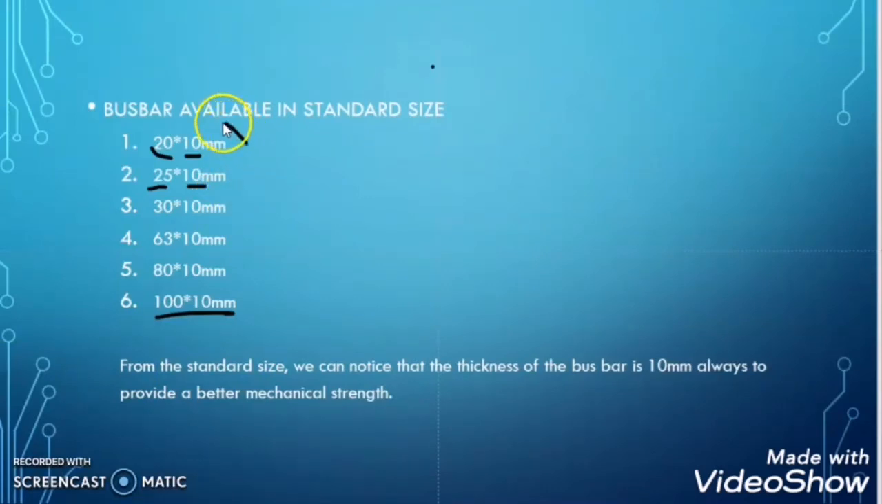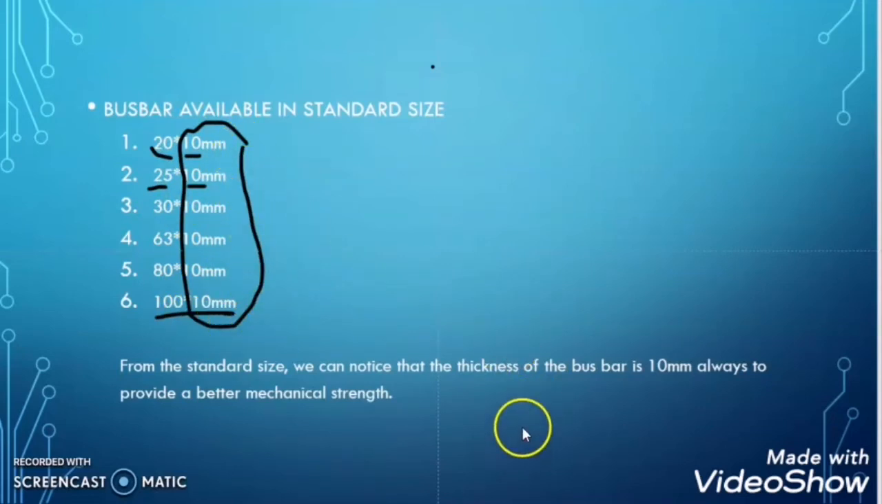Now you can notice that the thickness of all the bus bars is the same, that is 10 mm. Because in the UAE the minimum thickness required for any bus bar is 10 mm, because a bus bar below 10 mm thickness has weak mechanical strength.